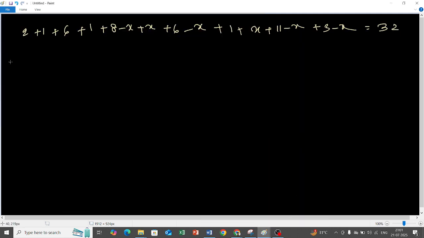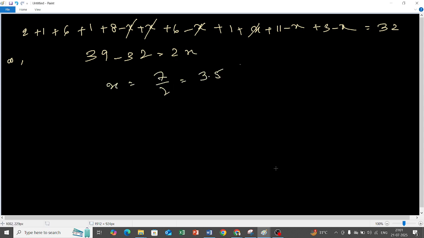Okay, because that is what union is. It is given at least, so that is what union is. So if I add all of them, x gets cancelled out. Okay, so 2 plus 1 is 3, 3 plus 6 is 9, 9 plus 1 is 10, 10 plus 8 is 18, 18 plus 6 is 24, 24 plus 1 is 25. 25 plus 11 is 36. 36 plus 3 is 39. So 39 minus 32 equals 2x. So x equals 7 by 2, that is 3.5.